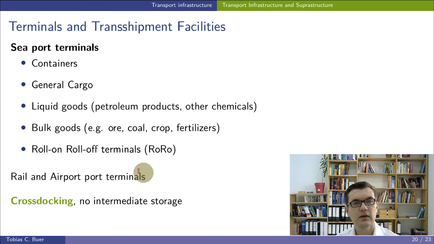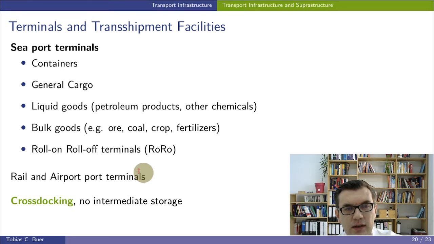Now to sum up the transshipment facilities at seaports, let's have a look at different types of terminals. Though a port consists of one or more terminals, not every port is offering all types of terminals. The most important type of terminal is the container terminal, where the containers are handled. In addition to the container terminal, we have general cargo terminals.